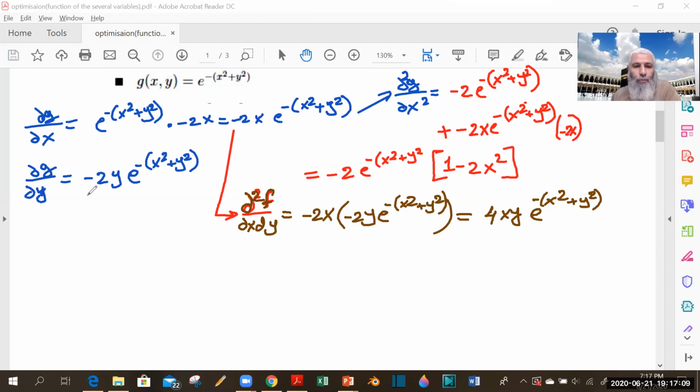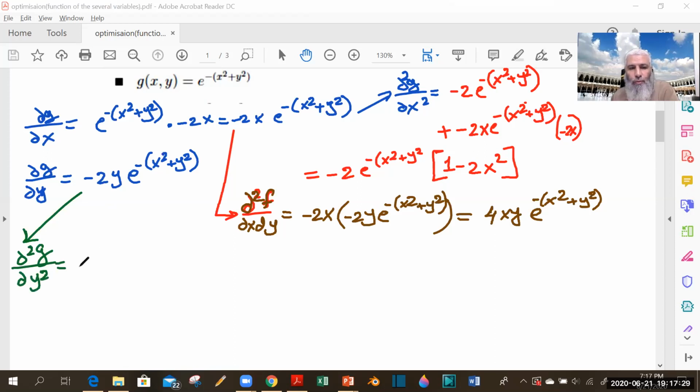Now we need to find d2g dy squared, the derivative of this with respect to y.